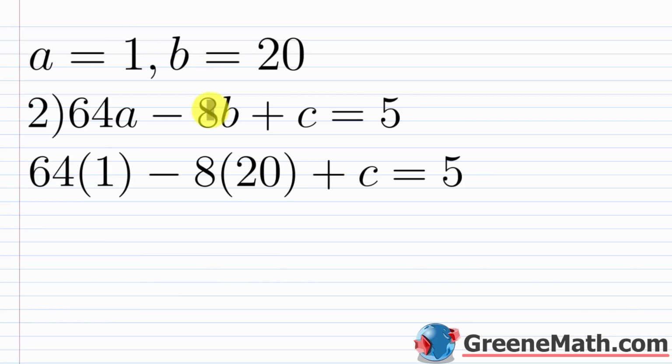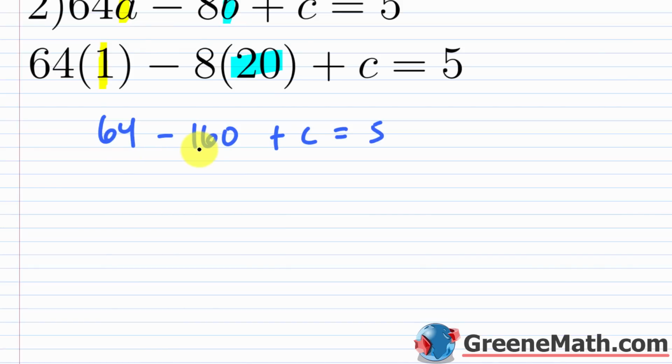We're just going to happen to pick equation number 2, and then we're going to solve for c. So this, again, a is 1, so we're going to plug that in there, and then right there. And then b is 20, so that goes right there, and then it ends up right there. So 64 times 1 is 64. And then minus 8 times 20 is 160. And then plus c is equal to 5.